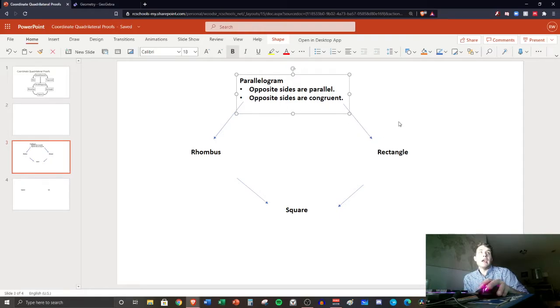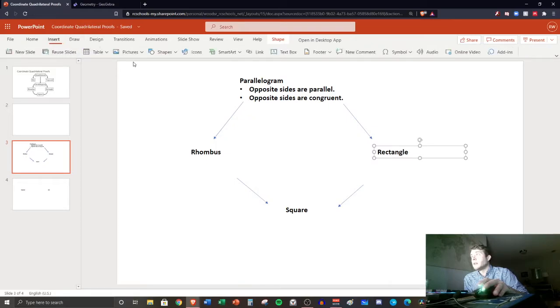Now what these arrows are doing is saying, okay, all of these properties are inherited by the rectangle and the rhombus. So a rectangle has to have opposite sides parallel. That makes sense, right? If I draw one, I know that, here we go, we'll draw a rectangle.